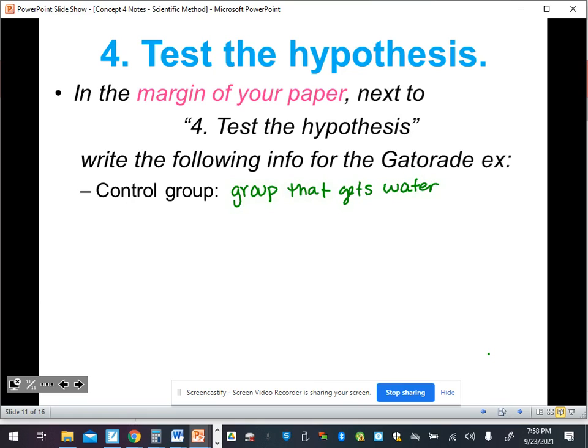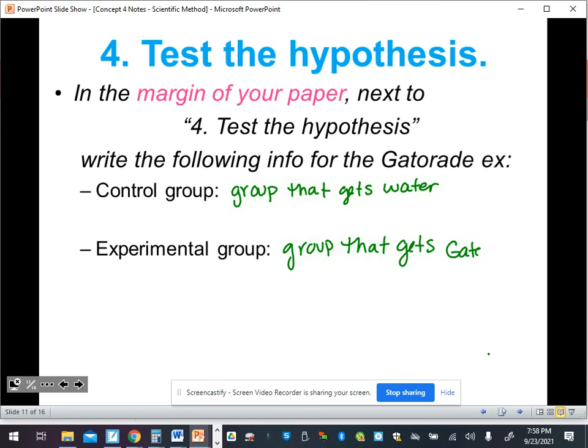All right, now we're making this simple. We're just testing Gatorade, but you could have other experimental groups. So in this case, our experimental group is just the group that gets Gatorade, but you could add more to it. Again, in our case, we just have two groups. One group's going to get water, one group is going to get Gatorade.